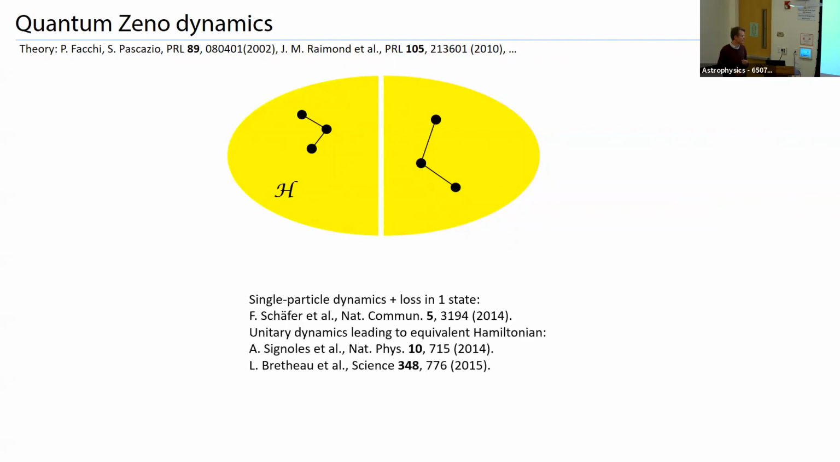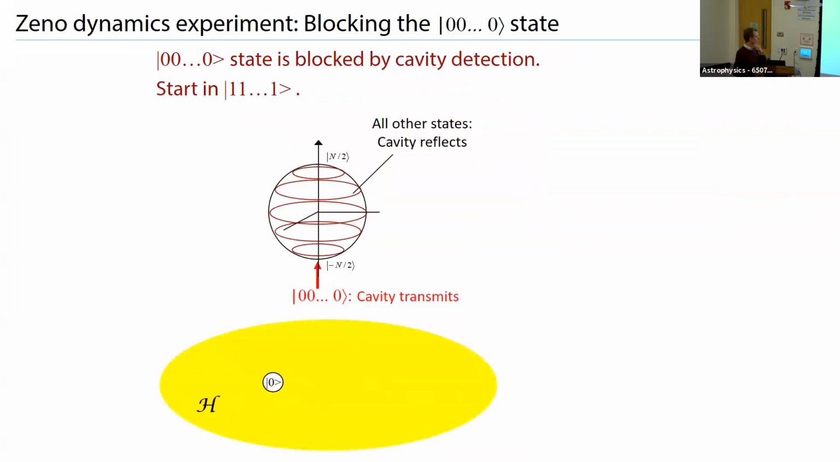This has been explored theoretically for a number of years, and recently first experiments have been coming up. The first ones use single particles and use equivalent dynamics that can be realized in the form of QND measurement. But when we realized that we could do this QND detection with our cavity, we thought, can't we use this detector as a way to get the Zeno dynamics and produce entanglement in an atomic system?